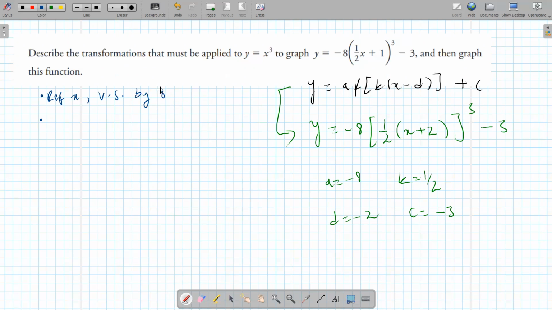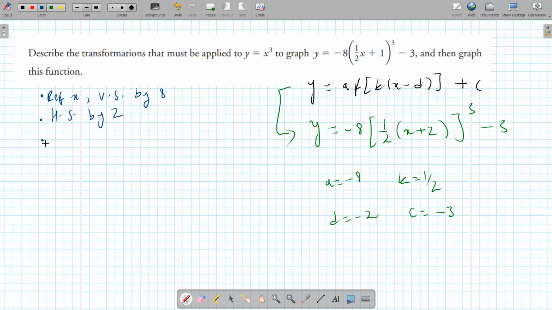What about k equals 1 over 2? What does that do? First of all, it's horizontal. It could either be a stretch or a compression. Is it a compression? It is a stretch. For the k, it's flipped. So it's a horizontal stretch by a factor of 2.